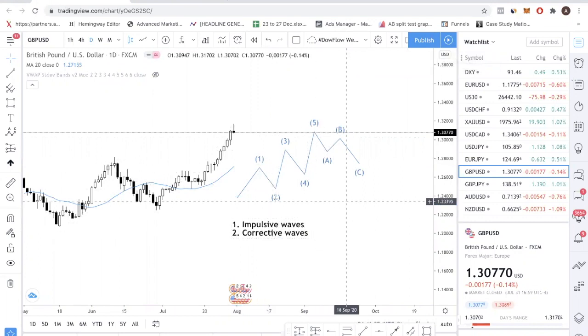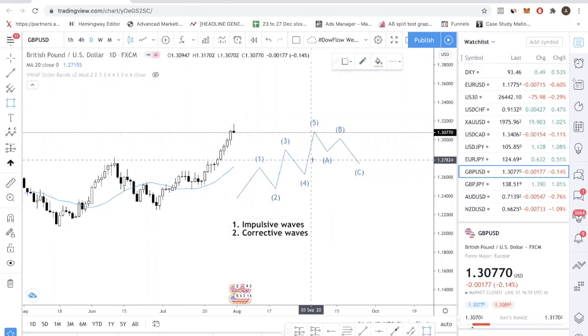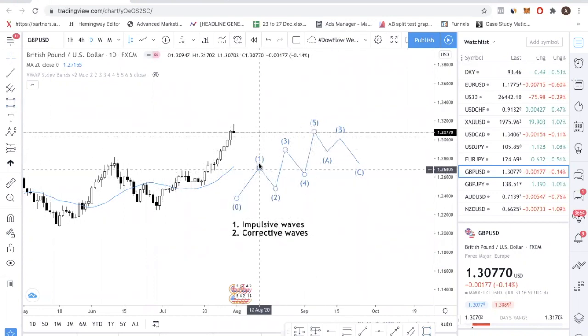In the book, the summary is actually very simple. You have a series of 5 waves: 1, 2, 3, 4, 5. And after 5 waves, you have a 3-wave corrective structure. So you have A, B, C.